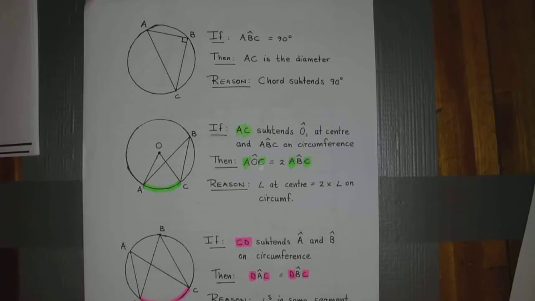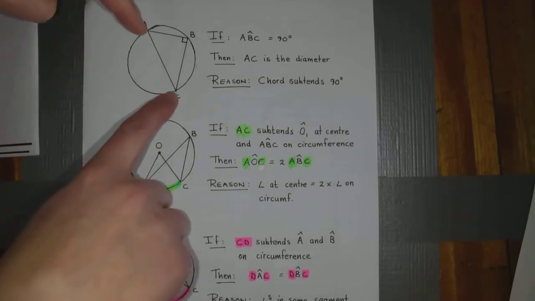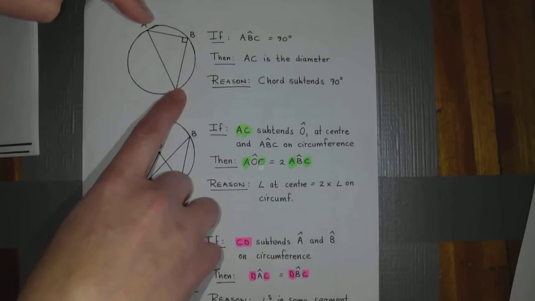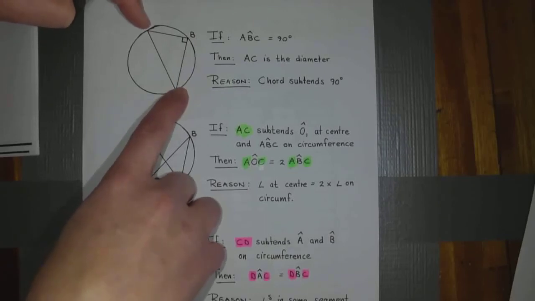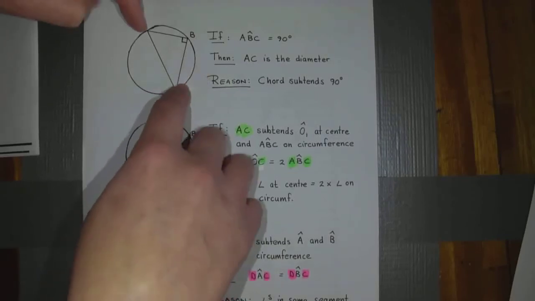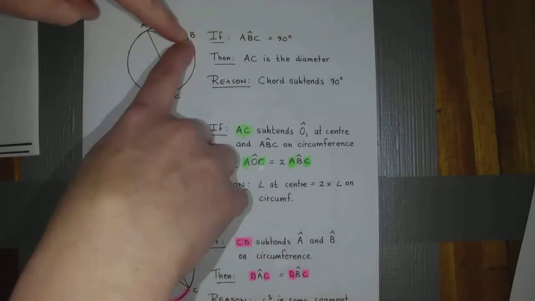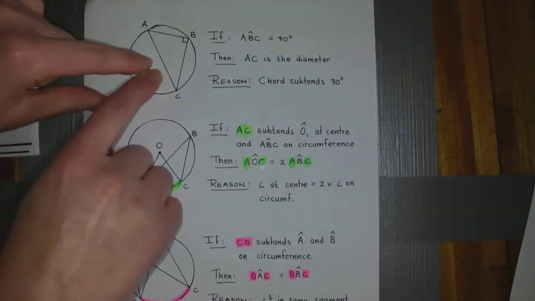Now, I found last year that some people struggle with this because they don't understand the word subtends. Do you all understand the word subtends? Subtends means that if I take a line and I take the two ends of the line, and then I follow back, that's what subtends means.